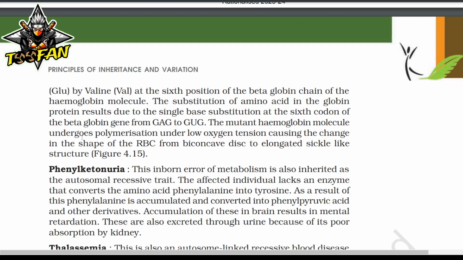Phenylketonuria. This inborn error of metabolism is also inherited as an autosomal recessive trait. The affected individual lacks an enzyme that converts the amino acid phenylalanine into tyrosine. As a result, phenylalanine is accumulated and converted into phenylpyruvic acid and other derivatives. Accumulation of these in the brain results in mental retardation. These are also excreted through urine because of their poor absorption by the kidney.